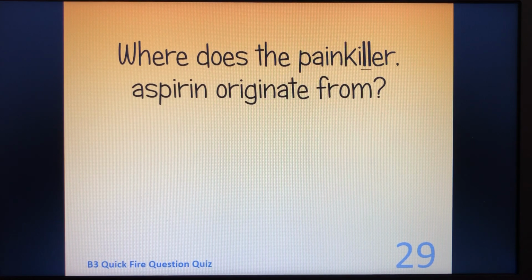Where does the painkiller, interesting, we've got two L's in bold and underlined there, aspirin, originate from? Okay, this was our weird bit where we talked about getting drugs naturally from plants. I think probably that double L has something to do with that. And the answer is the willow tree. Okay, so willow, two L's, painkiller, two L's. That should help us in remembering that one.